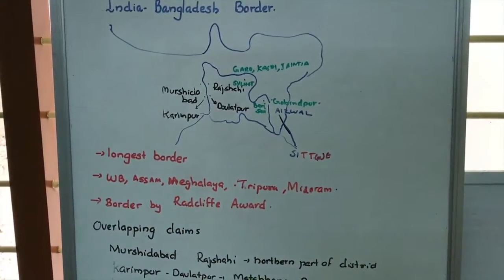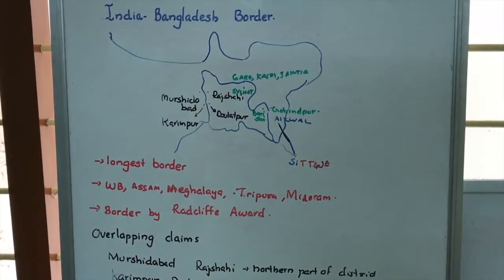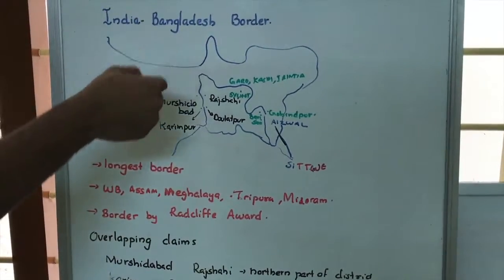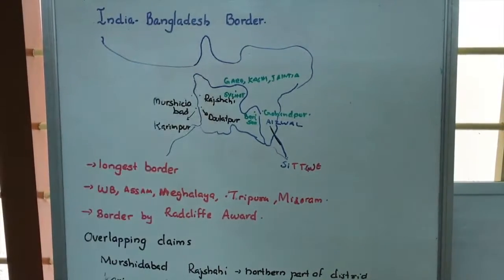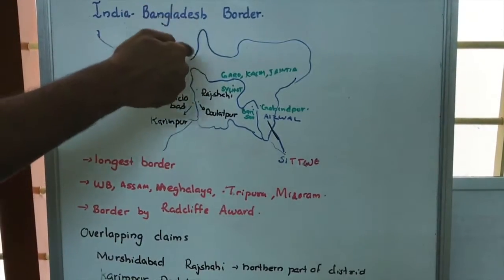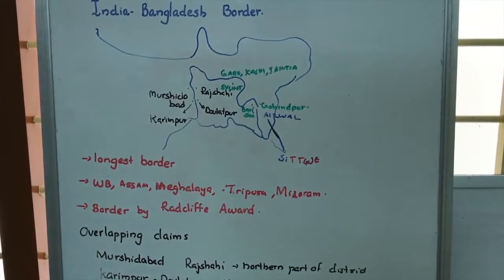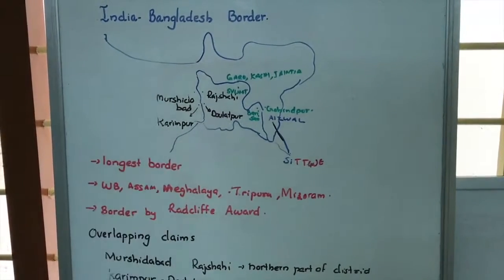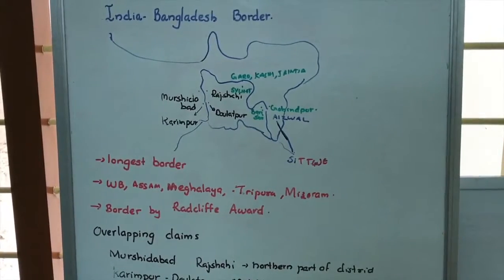And in Karimpur and Daulatpur too, there was a problem. At last, the Thalweg principle was applied, which says that when there is a particular river, here the Madhumati River, a line passing through the center of that river is chosen, and that line was taken as the border. So those were the 2 main disputes in West Bengal: Murshidabad, Rajshahi, and Karimpur, Daulatpur.